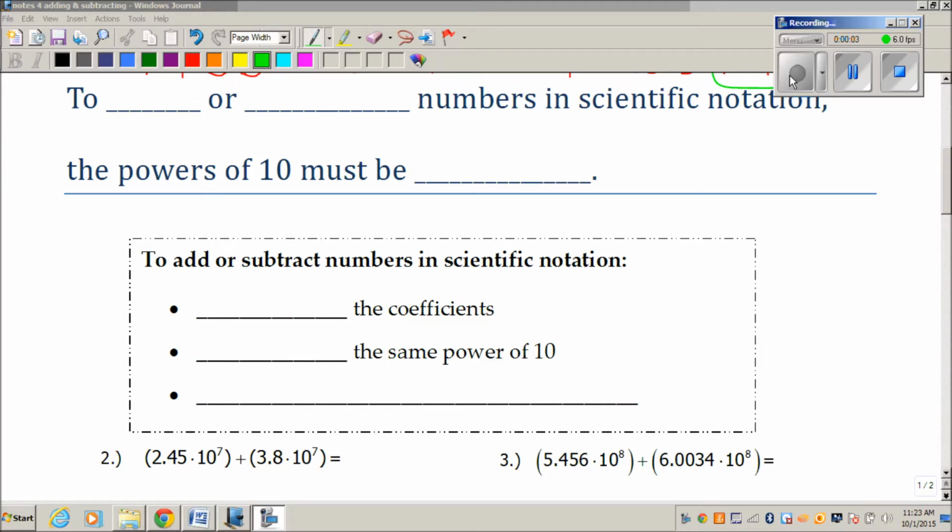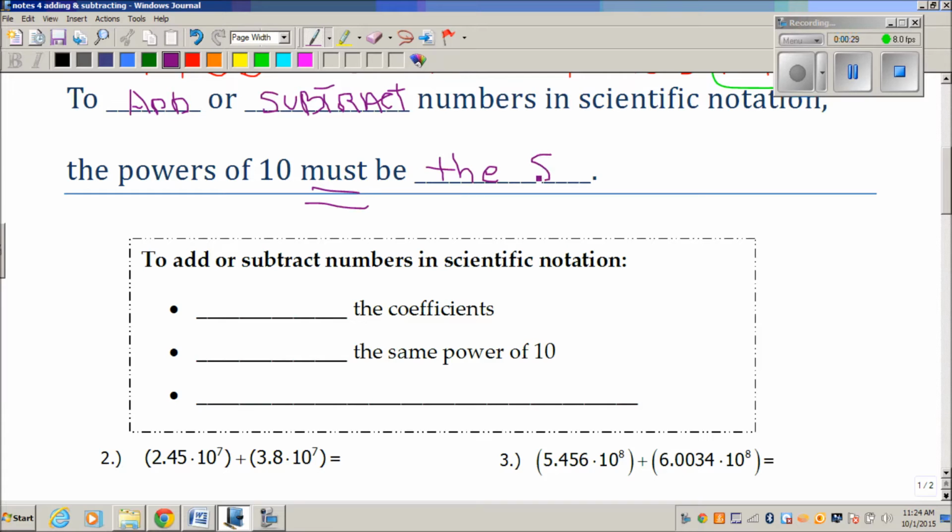Okay, so let's summarize what we've done with this problem. So anytime you want to add or subtract numbers in scientific notation, the powers of 10 must be the same. So in that last problem we just did, both numbers had the same power of 10. They were both 10 to the 7th.